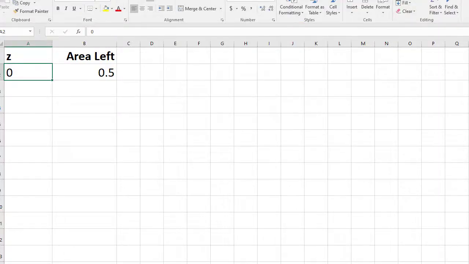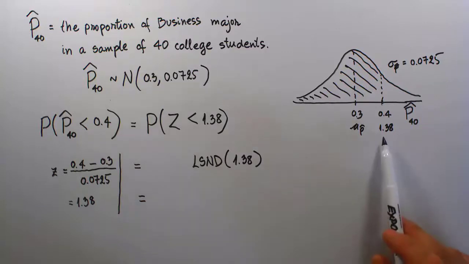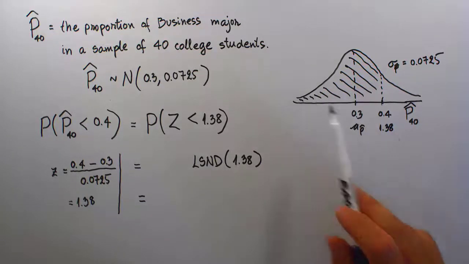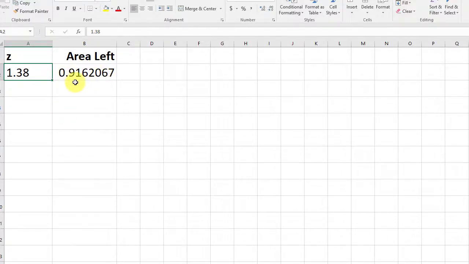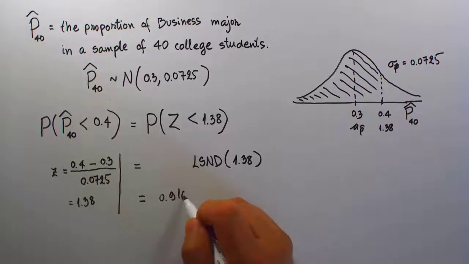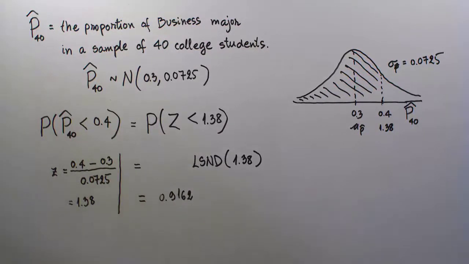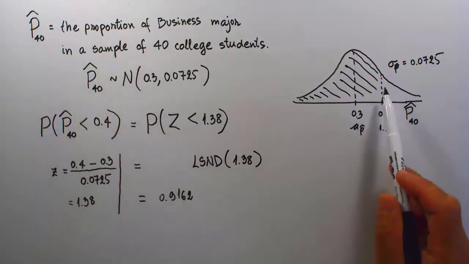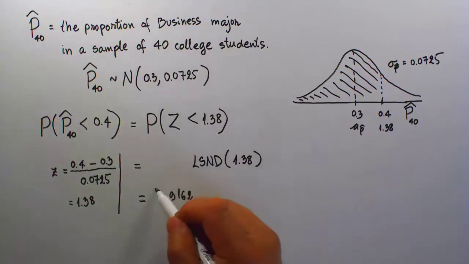With my LSND program on screen, it gives everybody a quick review of how we operate with that. This box right here is to enter my z-score, 1.38, and I can just hit enter, and the area shaded to the left of z-score 1.38 on the standard normal distribution is now calculated to be 0.9162.